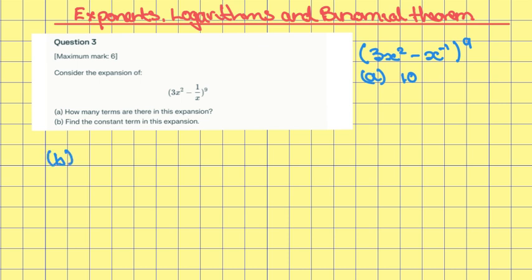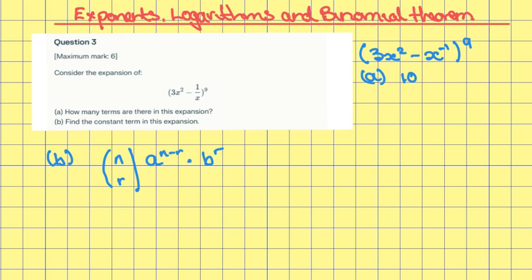Part B. Find the constant term in the expansion. Well, the constant term means there are no x values, so it is a constant integer value usually. The first thing you have to do, let's write down what every term in any binomial expansion is. Well, that can be written as n choose r, a to the power of n minus r times b to the power of r.